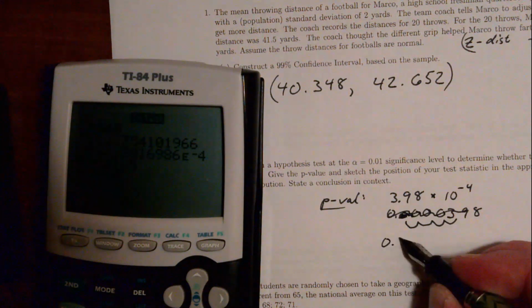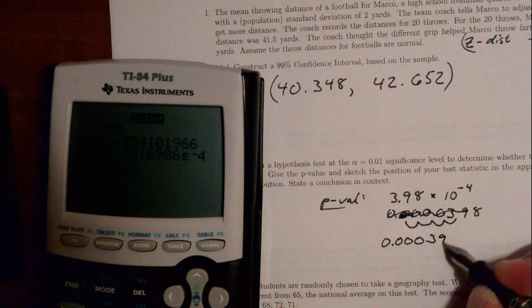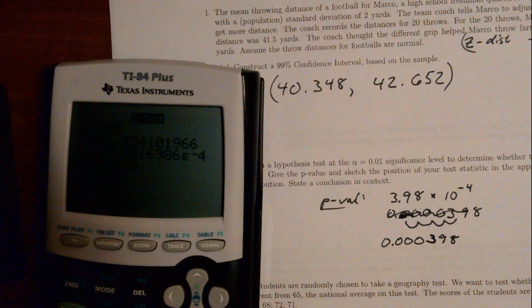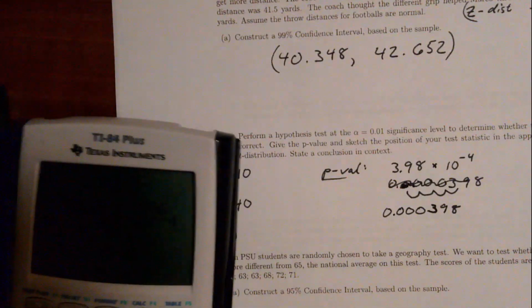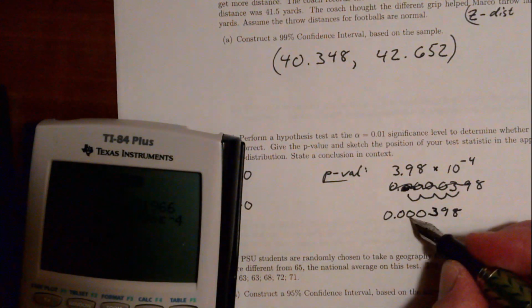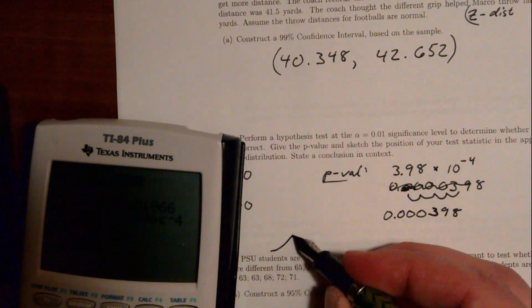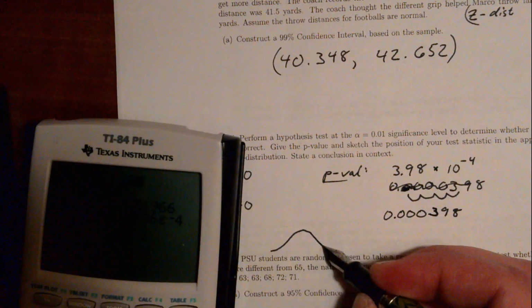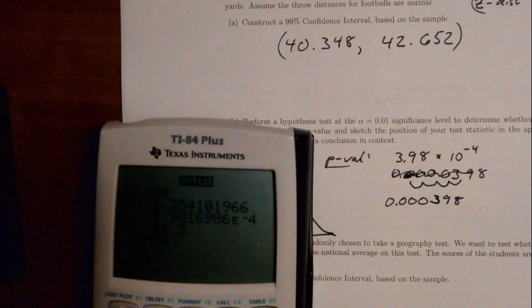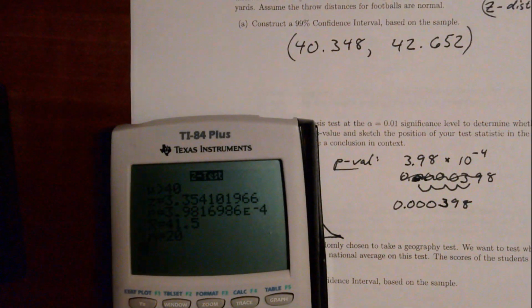More clear. 3 zeros and then 398. Okay, in other words, very tiny. Very tiny. So the p-value here is way less than 0.01. 0.01 would be right here. So we're expecting to be looking at something that is going to be only the tiniest little sliver of a bell curve. Now, how tiny a sliver in the bell curve will it be?